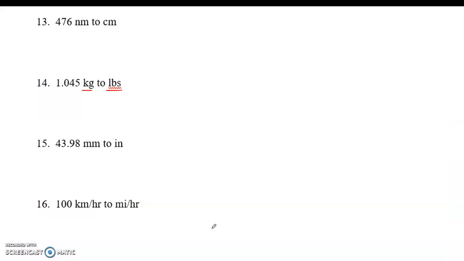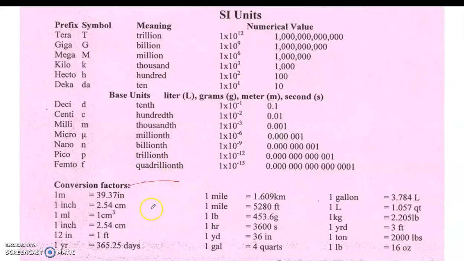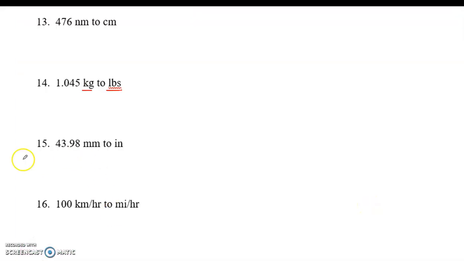And so we're going kilograms to pounds. So let's check down here. Is there a kilograms to pounds? I'm sure there is. There we go. It's right over here. This is convenient because I have the direct conversion, so that means this is a one-step problem. There's 2.205 pounds in 1 kilogram. So let's set this up.